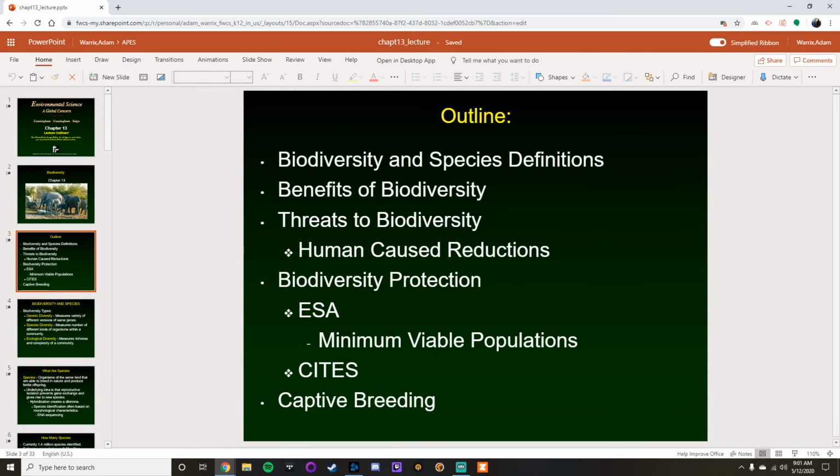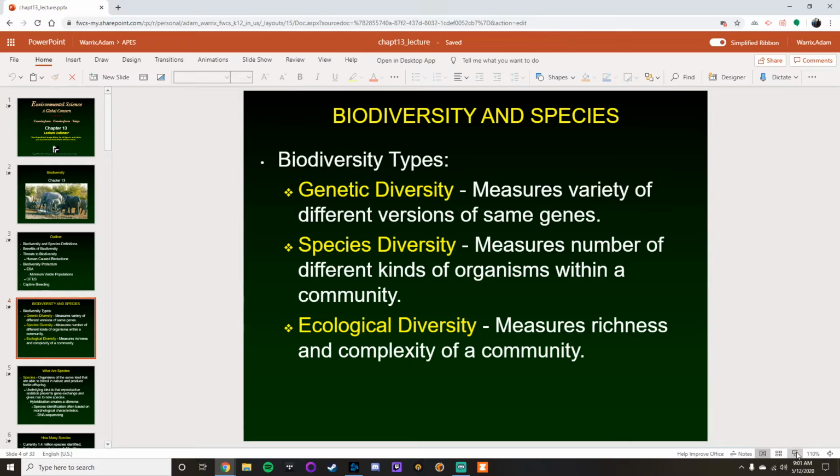So we're going to do biodiversity and species definition, benefits of biodiversity, threats to biodiversity, and human-caused reductions. Things to protect biodiversity, like the ESA, which last time when we talked about threats to this, we had the minimum viable populations, which are established by ESA, cities, and captive breeding. Okay, let's see if it works here.